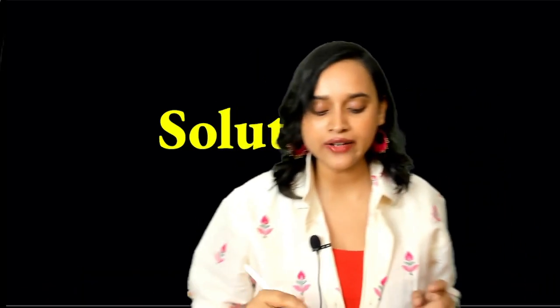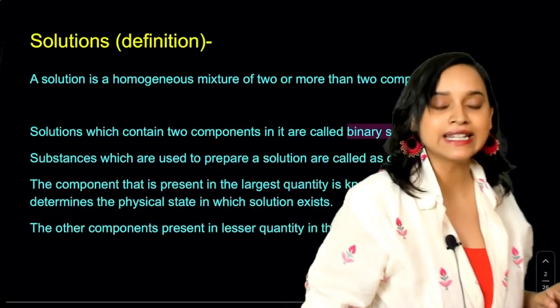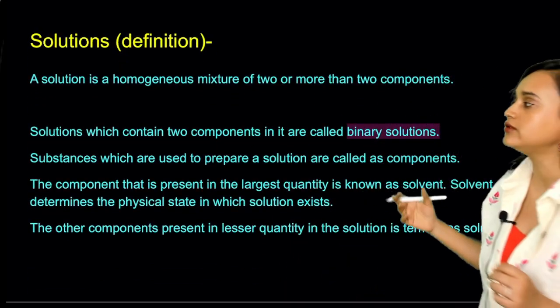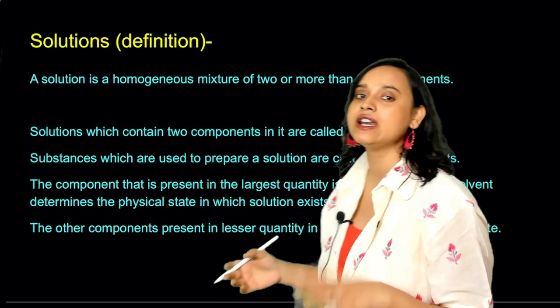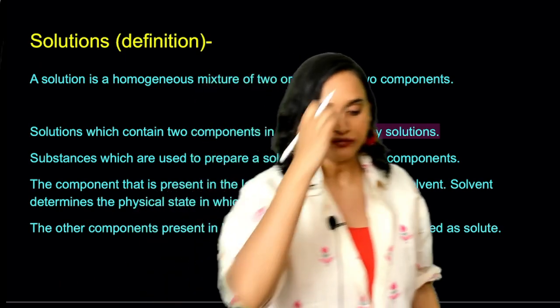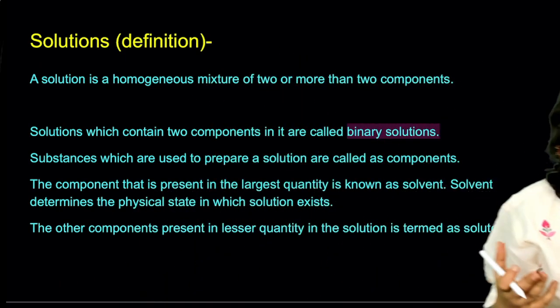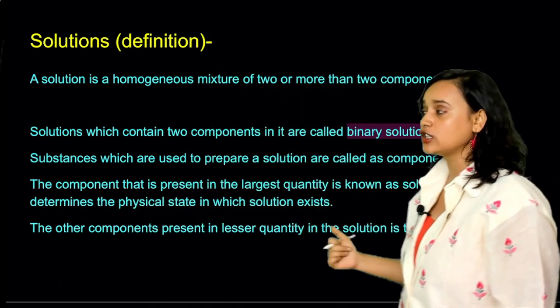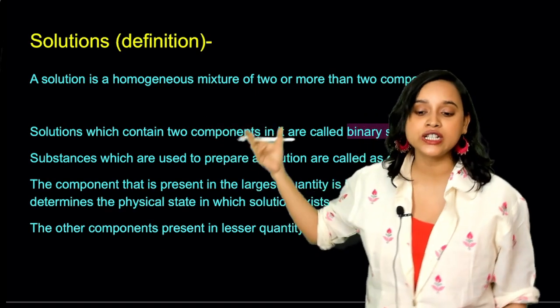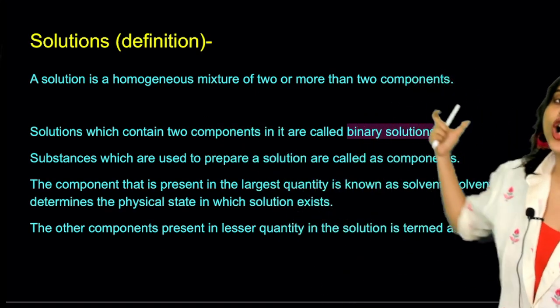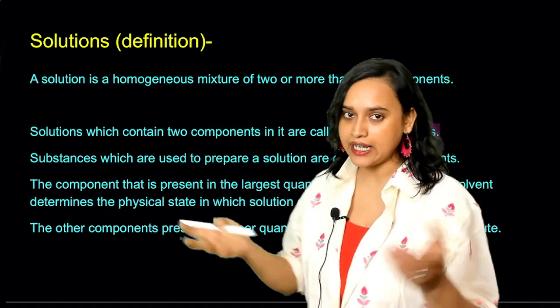Now when we come to the solutions chapter, we know that this is definitely a class 12 chapter. However, this is very closely related to your mole concept chapter. Now, what is a solution? Let's understand the definition of solution. A solution is a homogeneous mixture of two or more than two components. There can be two components. There can be just sugar and water.